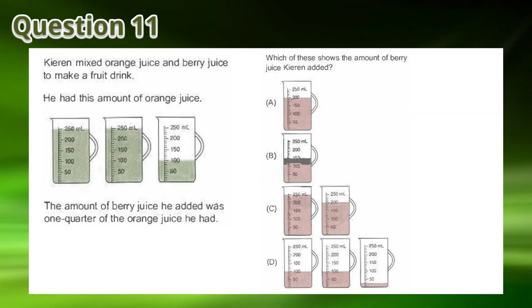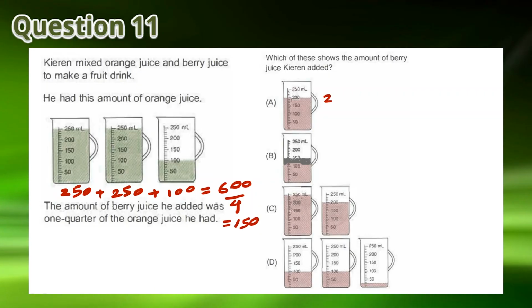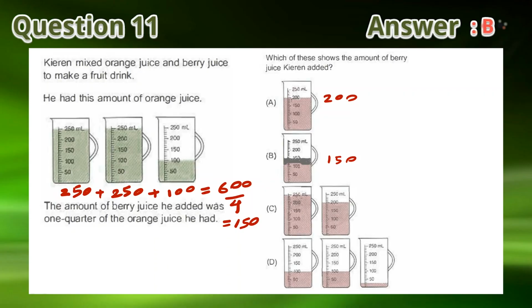There's 250 milliliters of orange juice in the first jar, another 250 milliliters in the second jar, and 100 milliliters in the third jar. Altogether, there's 600 milliliters of orange juice. 1/4 of this is 150 milliliters. Only B has this amount.